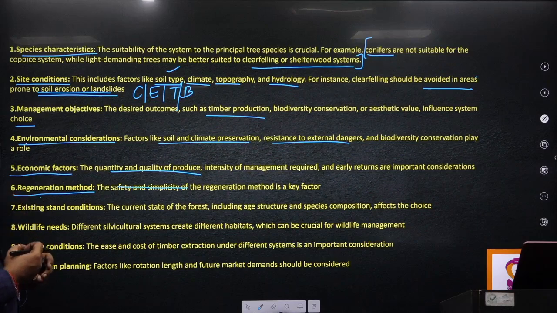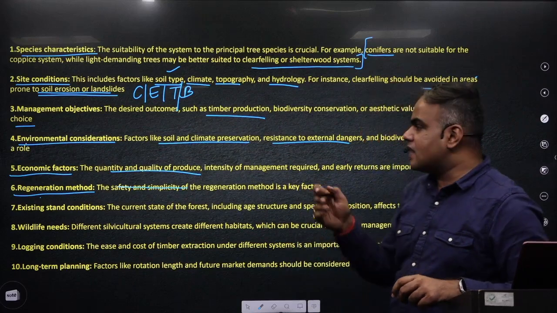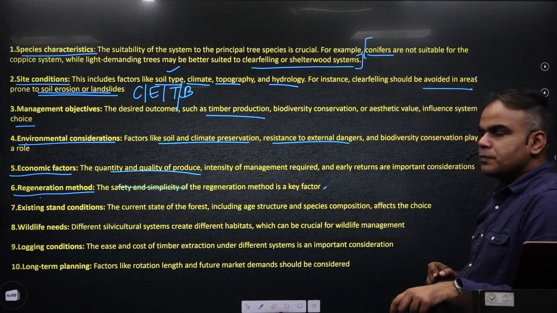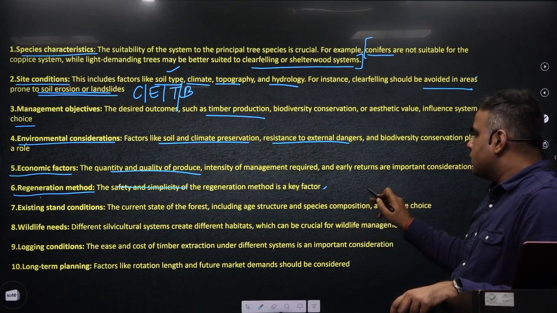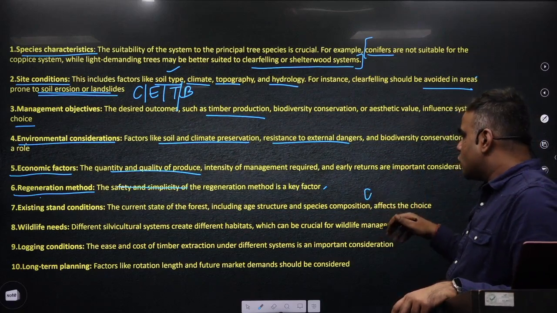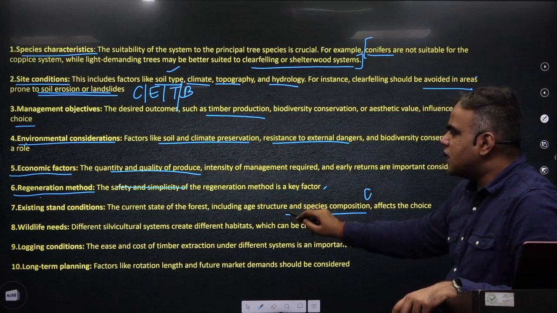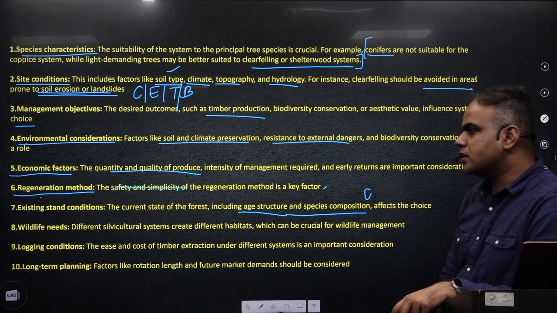Regeneration method. Okay, how safe it is, how simple it is, how many times can that be done, this is also an important factor. What is the existing stand, what is the condition? Okay, so here, do we want even aged, do we want uneven aged? Okay, so here, what is the composition of species, age structure? Even the existing stand conditions will also be part here.